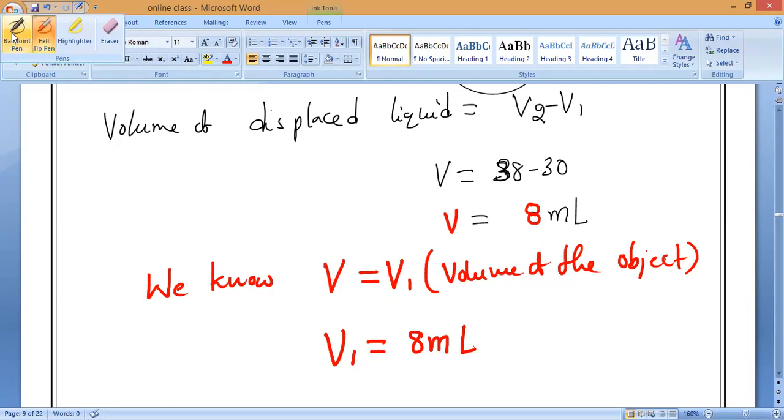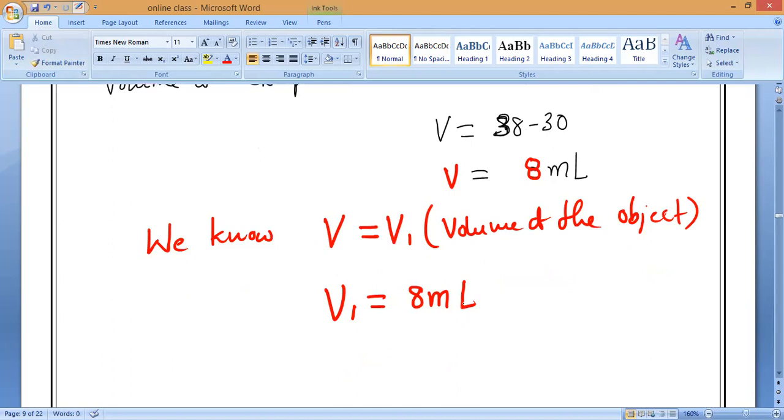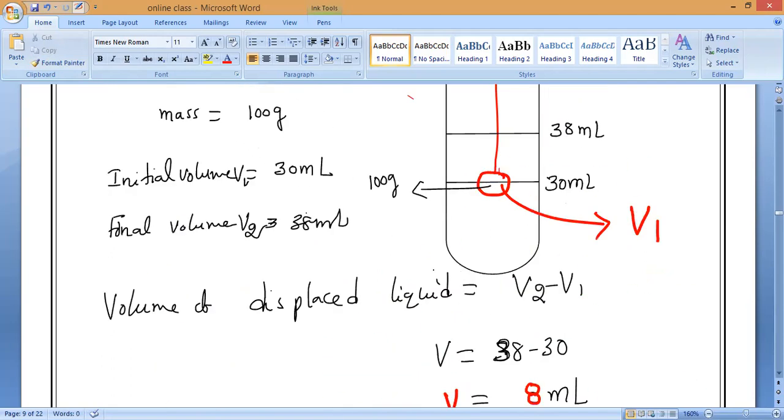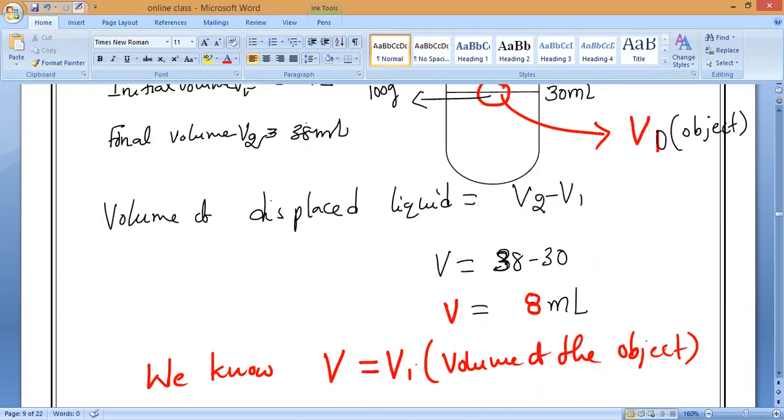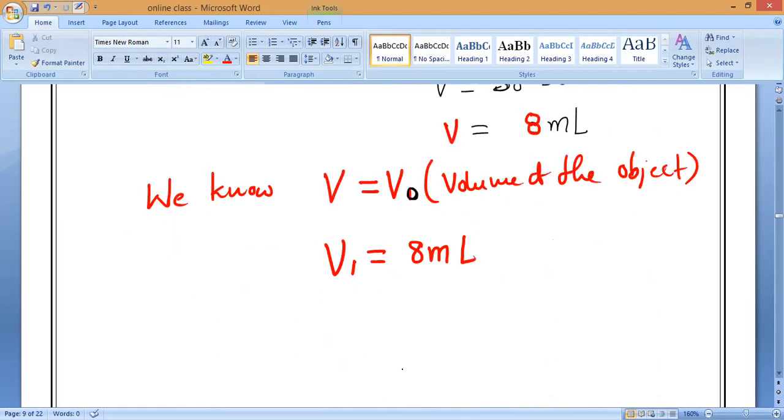Yes, sir. But is it solid? Will solid volume be measured in milliliters? That is what my question is asking. Anybody can tell? Let me take this as V, object volume. Is it possible to measure the volume of a solid in milliliters? No. Cubic centimeter. Okay, so you must write in either cubic centimeter or cubic meter.